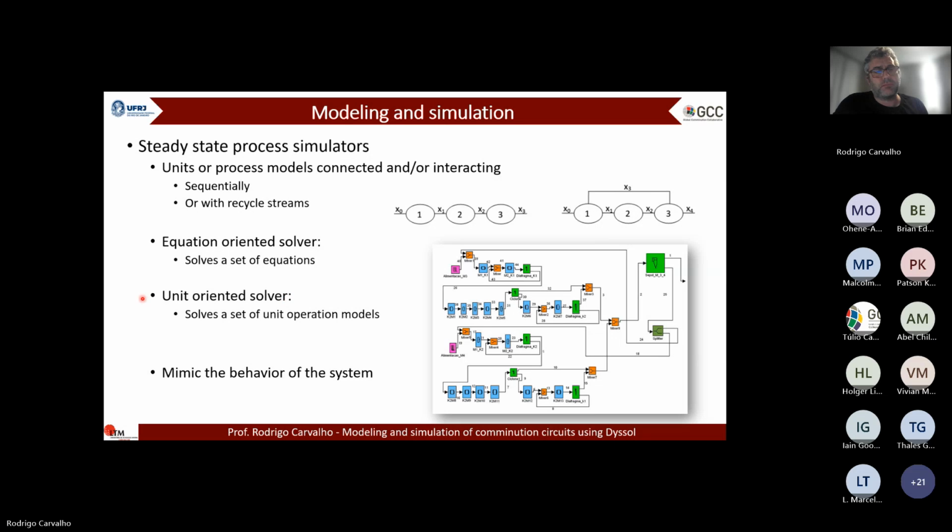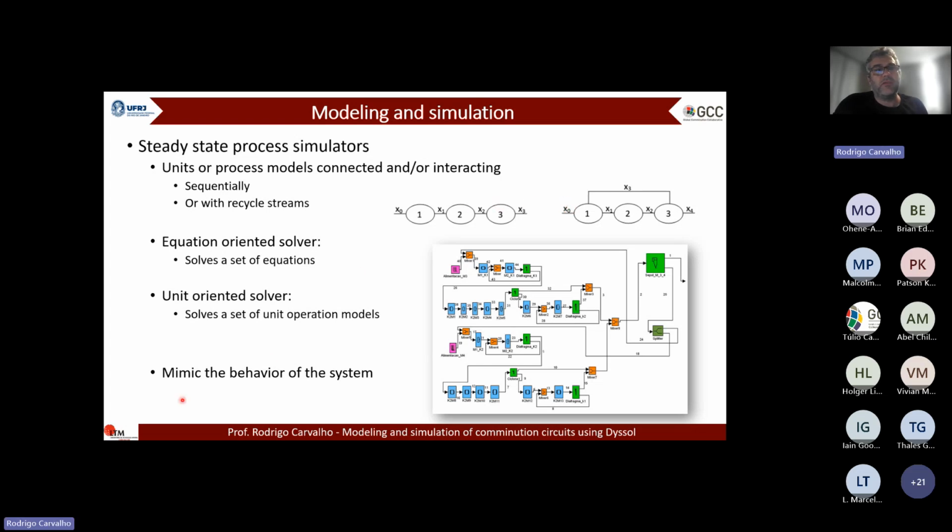Or you can solve modularly. So you solve using a unit-oriented solver. So you solve sequentially, but when you face a recycle stream, you have to use an algorithm to open the circuit, like guessing one of the streams, which is called the tear stream. For example, when you're solving for the first time, you can guess the values of X3. With the known X1, you can solve all units sequentially and then have a new guess. So the algorithm here is iterative.